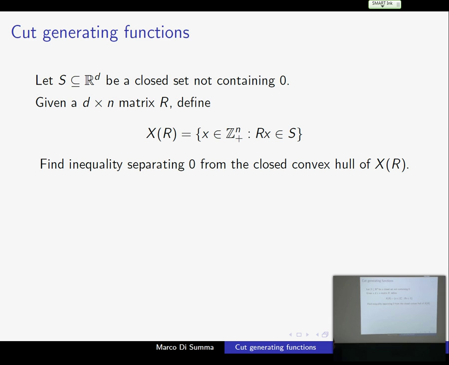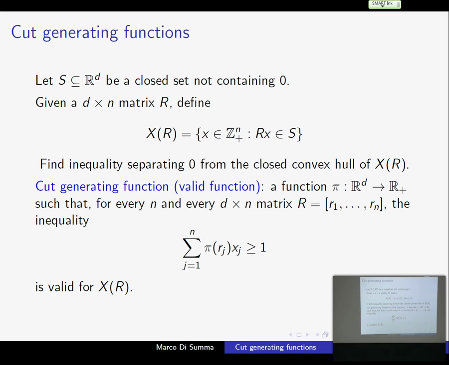So we call it a cut generating function, but I will say later always valid function. We call a valid function, a cut generating function, any function which takes as input d-dimensional vectors. So these will be the columns of R. These will be the input of our function, and it outputs a non-negative number, which will be the coefficient of the cut.